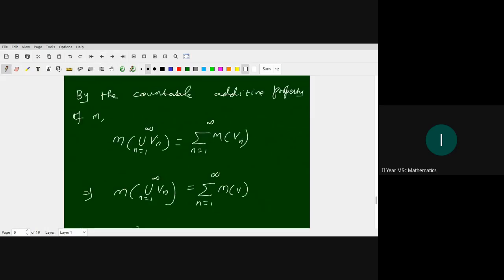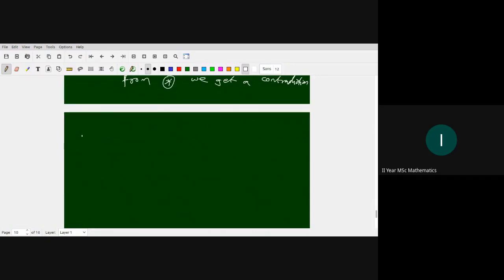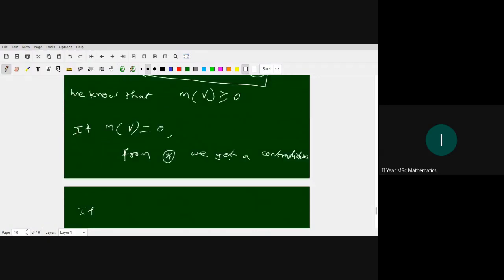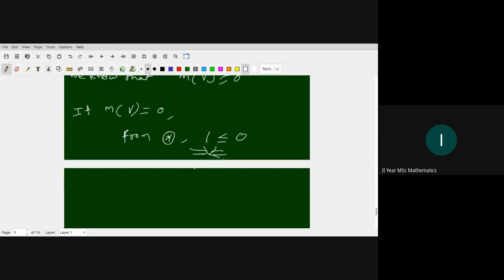What is the actual contradiction? In star, what can we write? If M of B is 0, how does the left side inequality look? First inequality: 1 is less than or equal to the summation n from 1 to infinity of M of B. M of B is 0, isn't it? So even if we add this 0 infinitely many times, it is 0. So 1 is less than or equal to 0, which is not possible. It's a contradiction to the order relation in R.